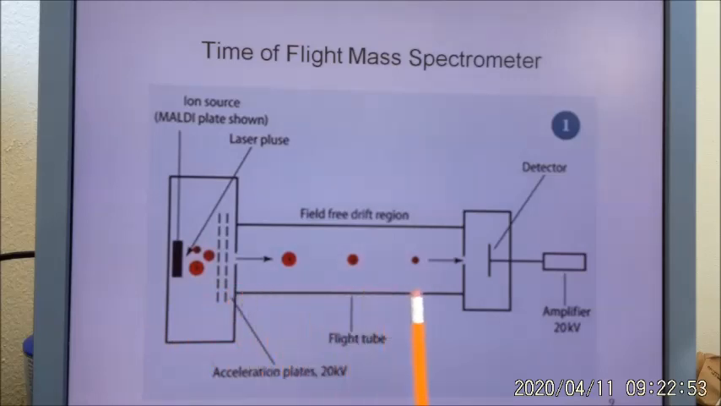This is what we call a field-free drift region. Once I accelerate the ions, all of these should have the same kinetic energy. And if they have the same kinetic energy, then the lighter ions will fly faster through this flight tube than the heavier ions. So we separate by the time of flight, and we see the detector, and that allows us to take a look at our mass to charge ratio and our intensities.